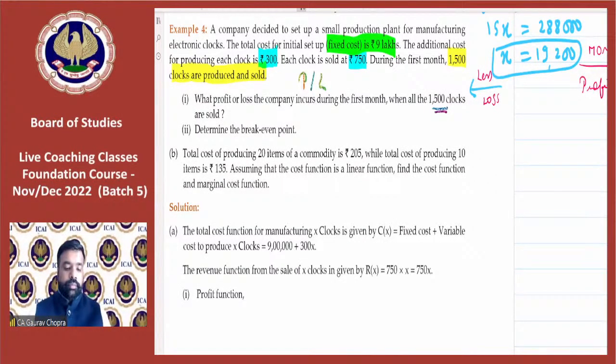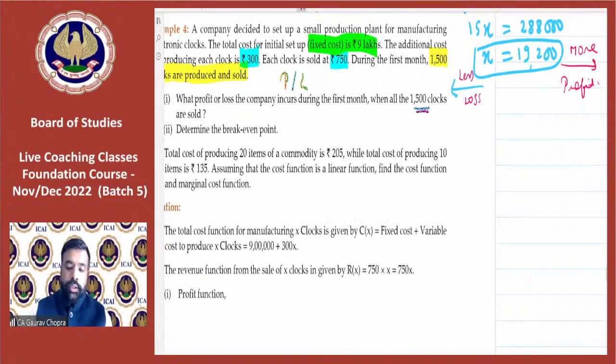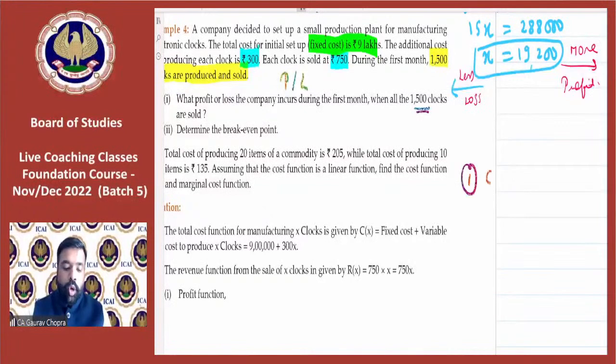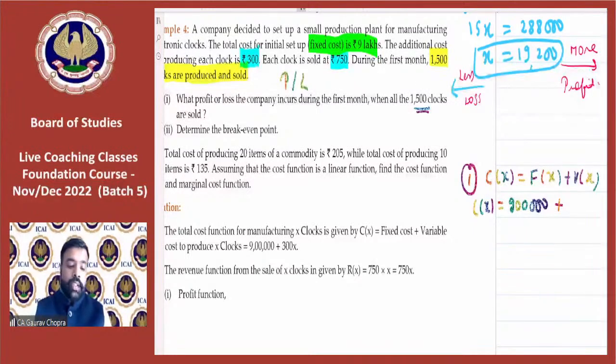Okay, so let us see. First of all, we can write the cost function. What is the overall cost? So cost function is the total of fixed and variable cost. What is the fixed cost? Fixed cost is 9 lakhs. Let us write this 9 lakhs plus what is the variable cost? It is 300 per unit. So we can write 300x. This is the cost function.